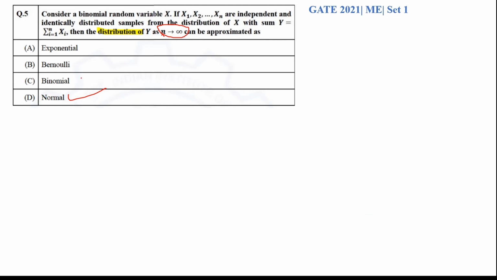Binomial will be excluded, because there are an infinite number of events. Bernoulli, here it is not a single trial that is happening. Exponential, it is not calculated with respect to time. So only the normal option is correct. Right? Okay.